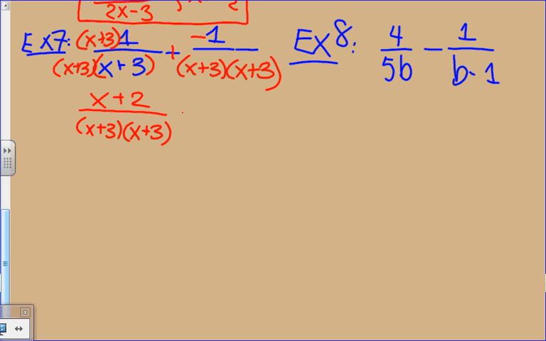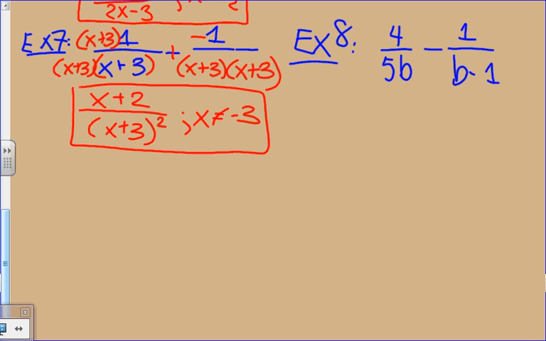Alright, what can x not equal? Maybe I can write that final bottom as x plus 3 squared, especially now that I have a numerator to cancel out. Okay, last one. Now, let's just be super careful.